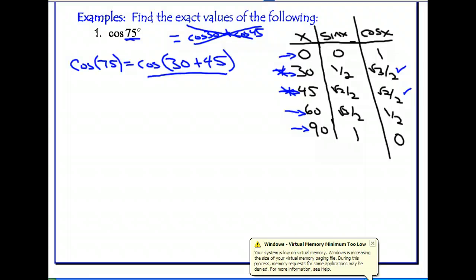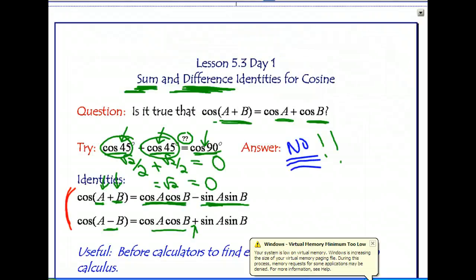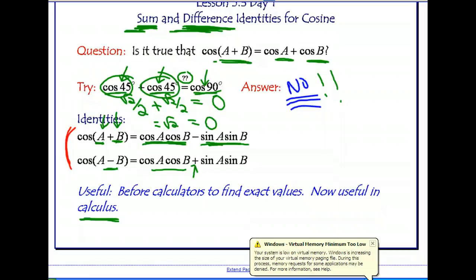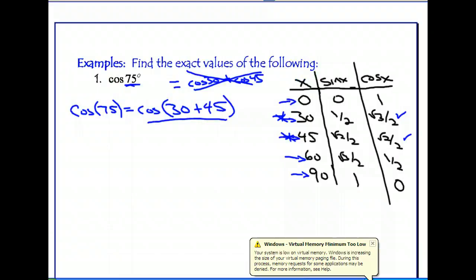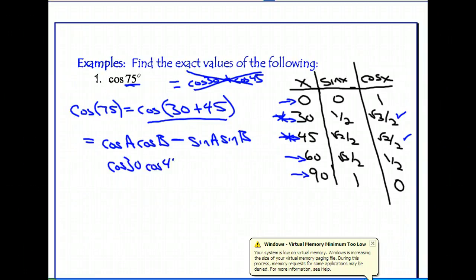So instead, we have to come back to our cosine identity. And we look back here and say, wait a minute. What happens when I add up two cosines? I use this formula right here. So let's use that formula. How did it go? It went cosine of A, cosine of B, and when there's a plus, we put minus sine of A, sine of B. So in our case, it's the cosine of 30, cosine of 45, minus sine of 30, sine of 45.